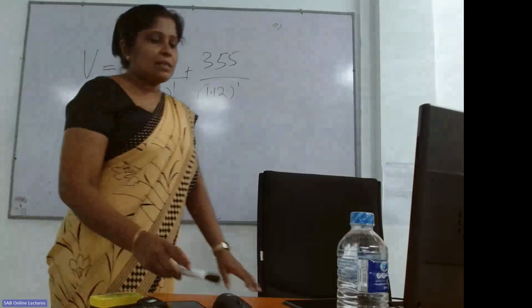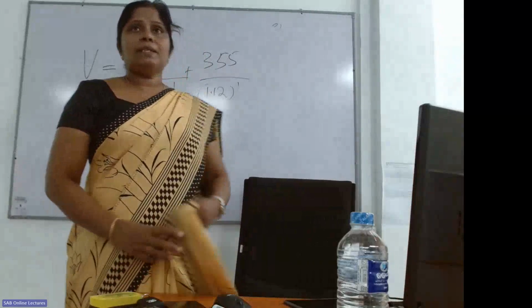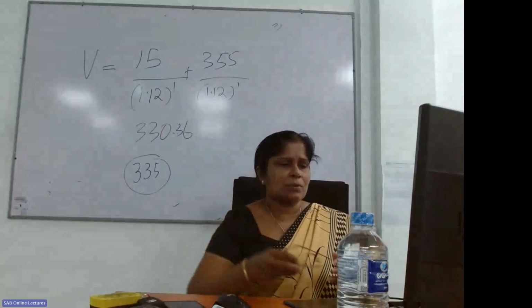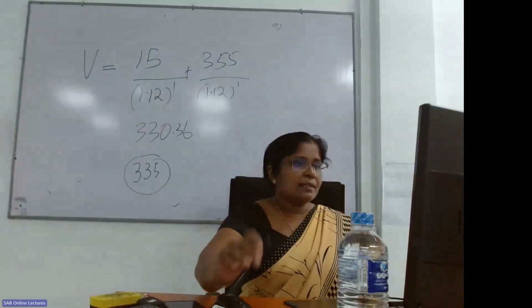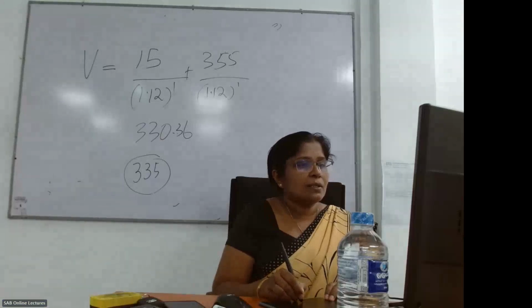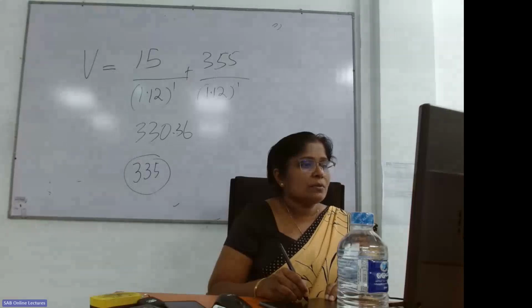Now, this is not a single holding period. This is the multiple period method. So you have to consider all these cash flows. Now, if you draw the timeline for this, it looks like this. 4 years.